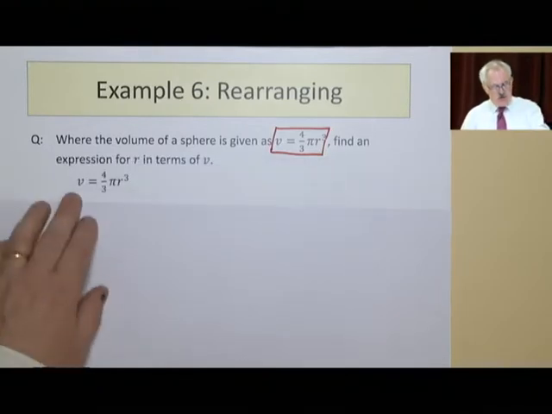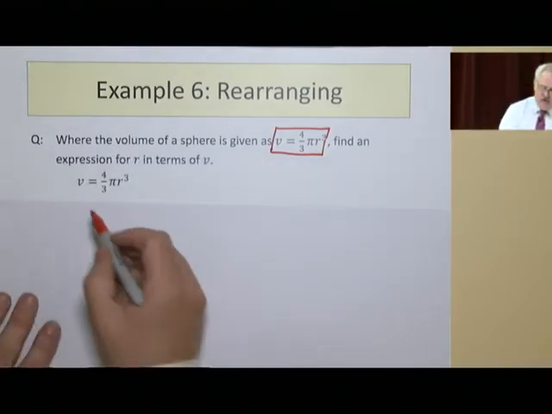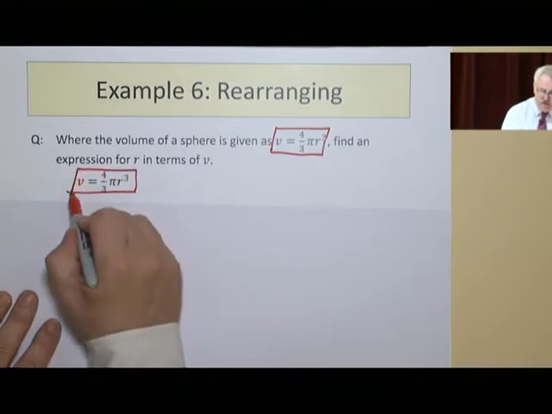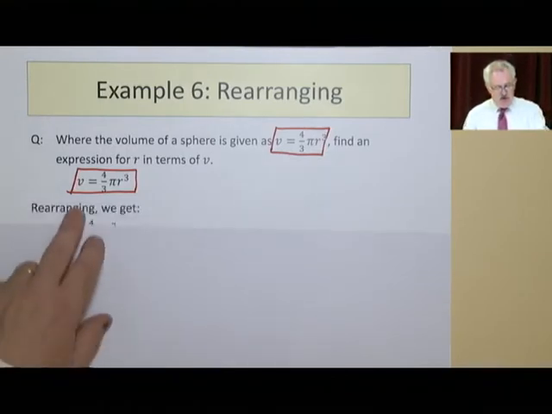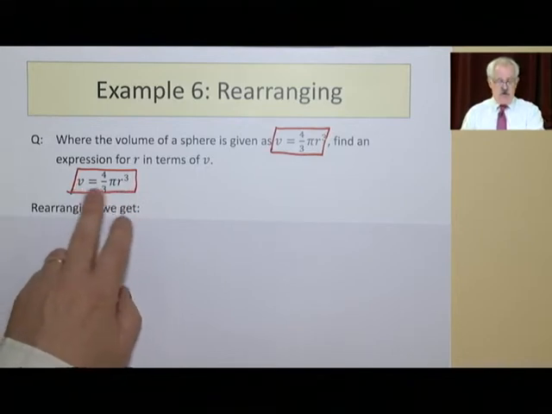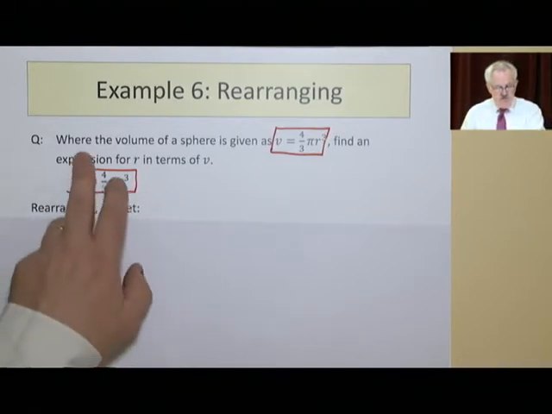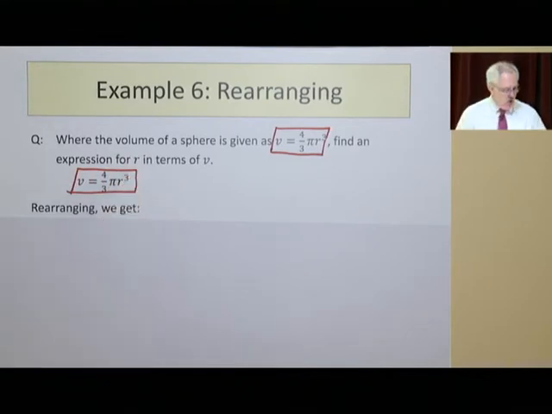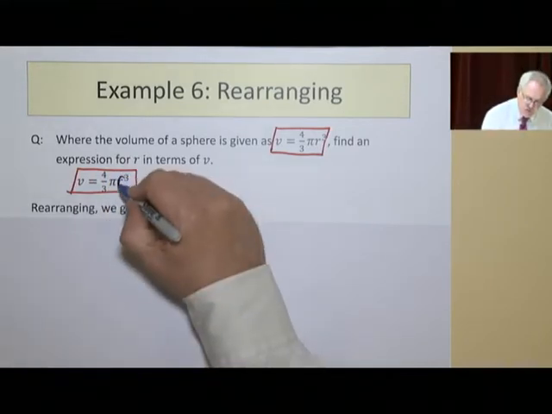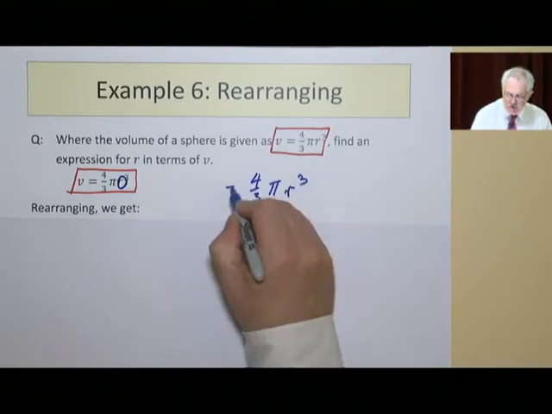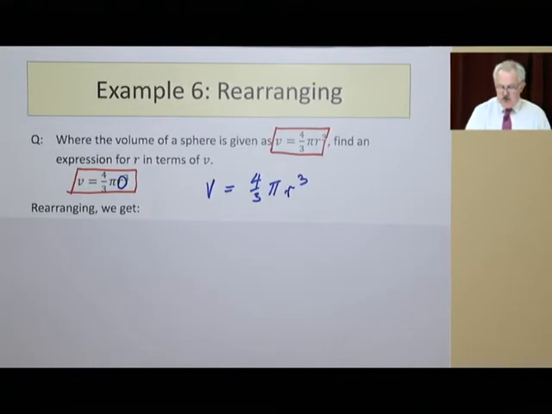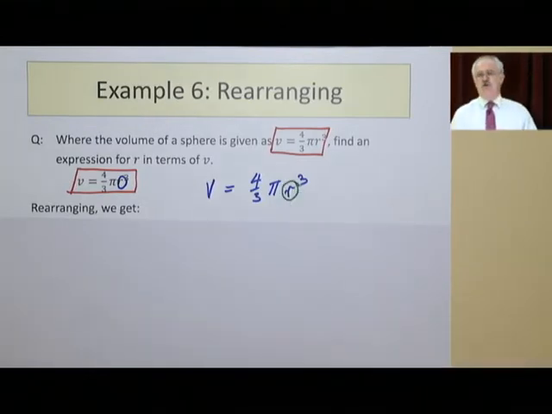So, in other words, they say, here's an equation in your tables that you can bring into the exam that said V is 4 over 3 pi r cubed. But in the exam, they're going to say, find R given that you know V. In other words, find an expression for R in terms of V. I want you from 4 over 3 pi r cubed equals V to find an expression that tells you what R is equal to. So how do we do that?